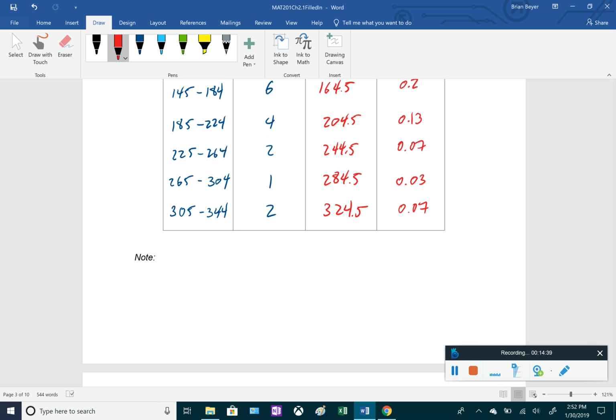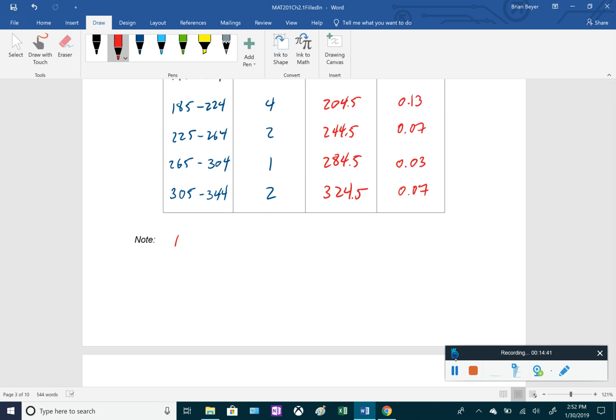Something to take note of is that every single one of those relative frequencies on the right, if we added them up, should add to a total of 1. Obviously, sometimes you have to round a little bit, so it might not be exactly 1, but technically it should equal 1.